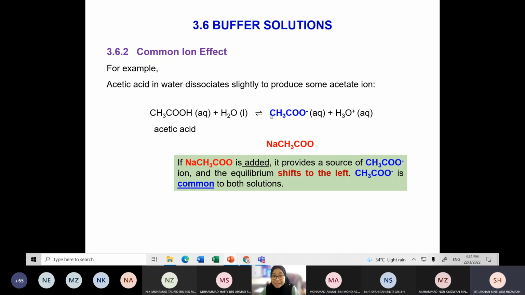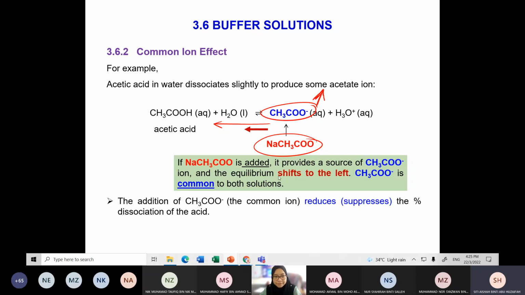Why? Because of Le Chatelier, like last time. When you add in the salt, it dissociates and produces the same ion as the weak acid, and therefore this concentration will increase. When this concentration increases, it will shift to the left to reduce the stress, because the concentration has increased. So it needs to shift to the left. That is what we call the common ion effect. So when it shifts to the left, guys.